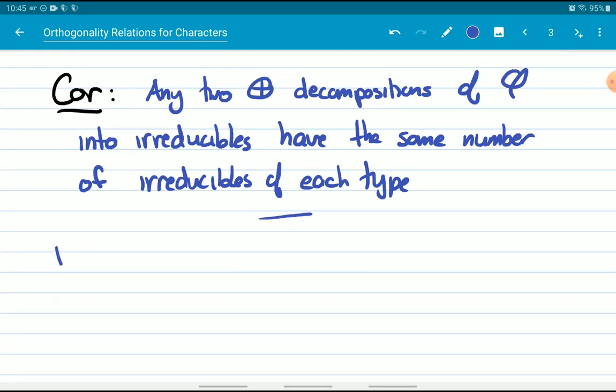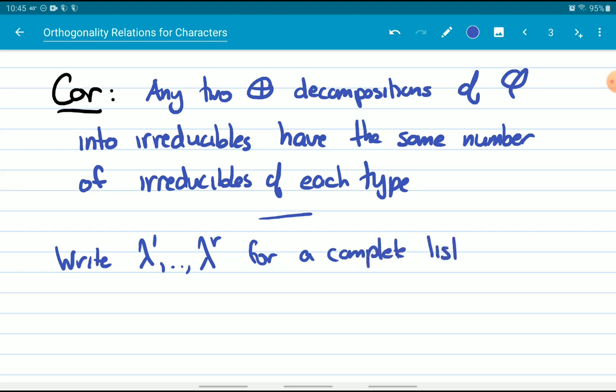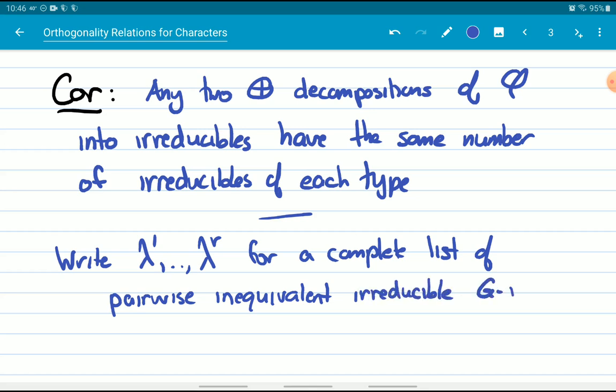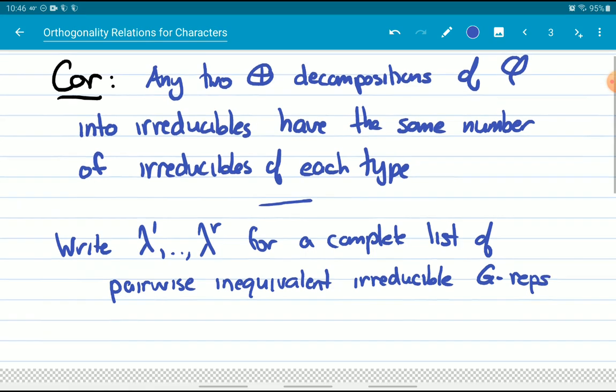So let's put all this together. I'm going to write lambda upper 1 through lambda upper r for a complete list of pairwise inequivalent irreducible representations of G. So every irreducible representation is equivalent to exactly one of those lambda i's.